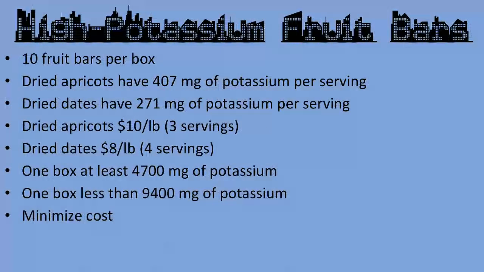So, anyway, here we are. These are my bite-sized pieces of information for writing inequalities. We have 10 fruit bars per box. That's good to know. The dried apricots have 407 milligrams of potassium per serving. The dried dates have 271 milligrams of potassium per serving. Dried apricots cost $10 a pound. Dried dates cost $8 a pound.